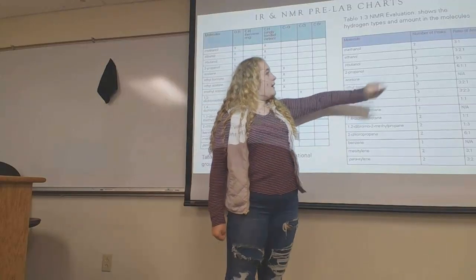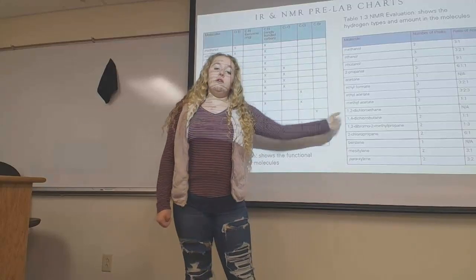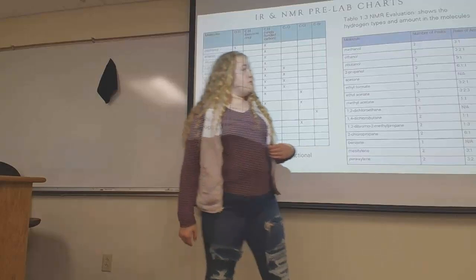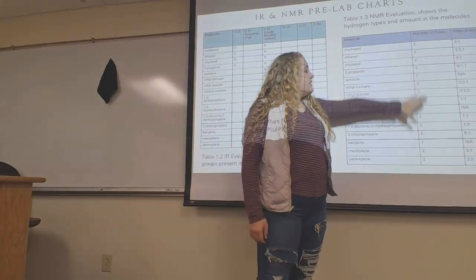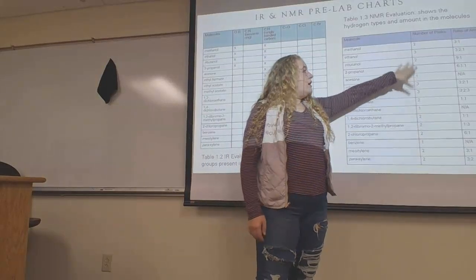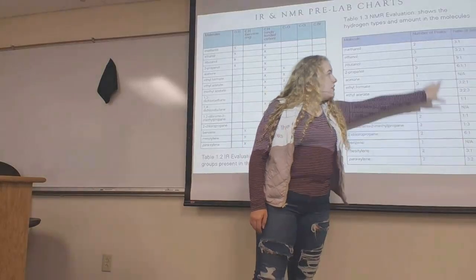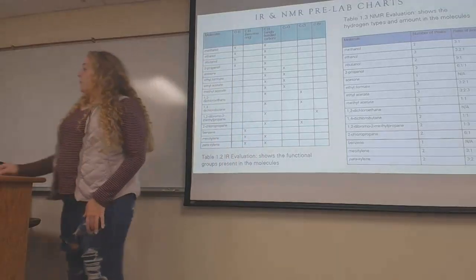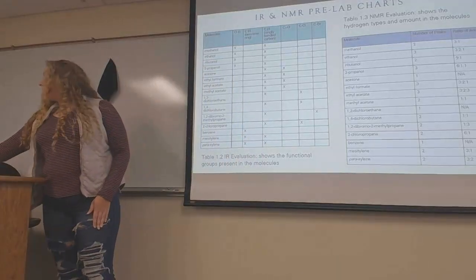Here is the NMR evaluation. Once again, these are the molecules that had the potential to be present in our sample. Looking at those Lewis structures, we were able to determine the number of types of hydrogen, as you can see here, and the ratio of each, which also correlates to the area under the peaks in the graph that would be produced by an NMR test.